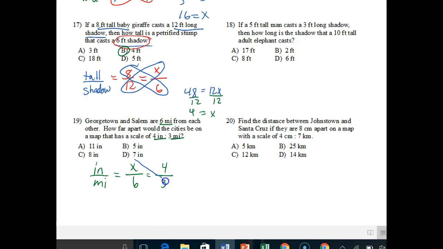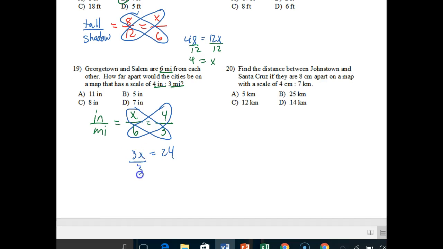And I go 3 times x is 3x. And 4 times 6 is 24. So I finish this off by dividing by 3. And I get x is equal to, because those cancel out, 8. 8 inches to be proportional with this map right here.